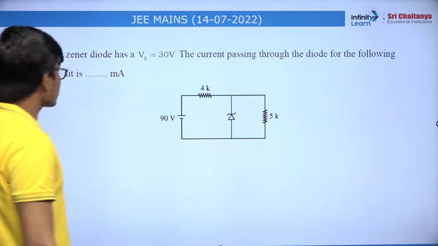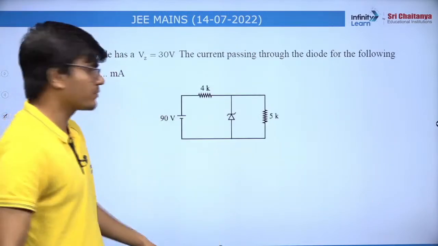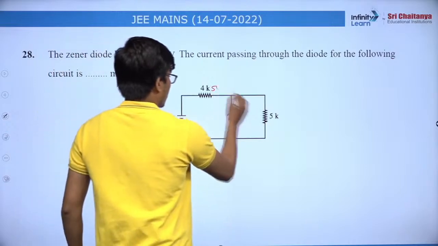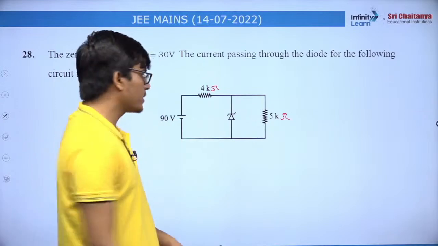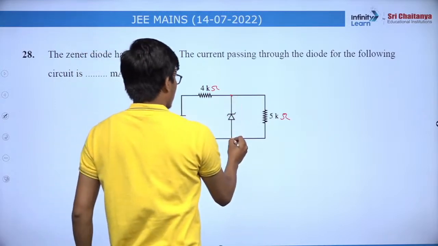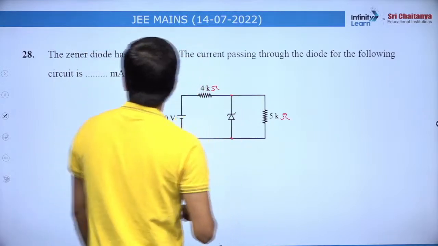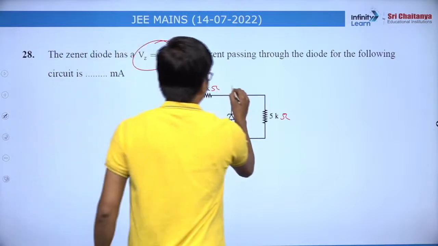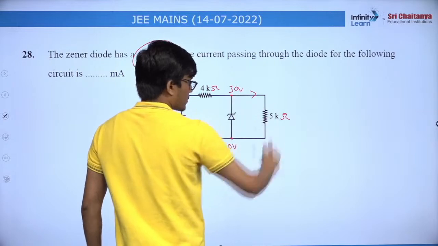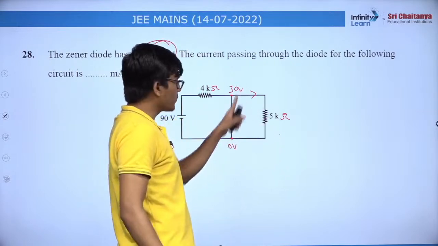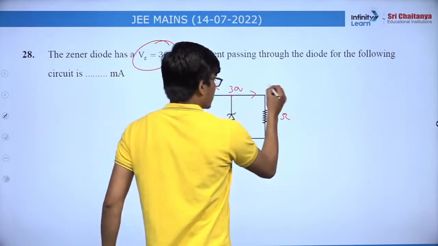Moving ahead, a very famous question on the Zener diode, with resistances in kilo ohms. The Zener diode behaves as a voltage regulator, it keeps the potential difference constant, and it is always in reverse bias. That is given to you as 30 volt, so this is 30 volt, this is 0 volt. So across this resistance also we have 30 volt, right? So what will be the current in this load resistance?